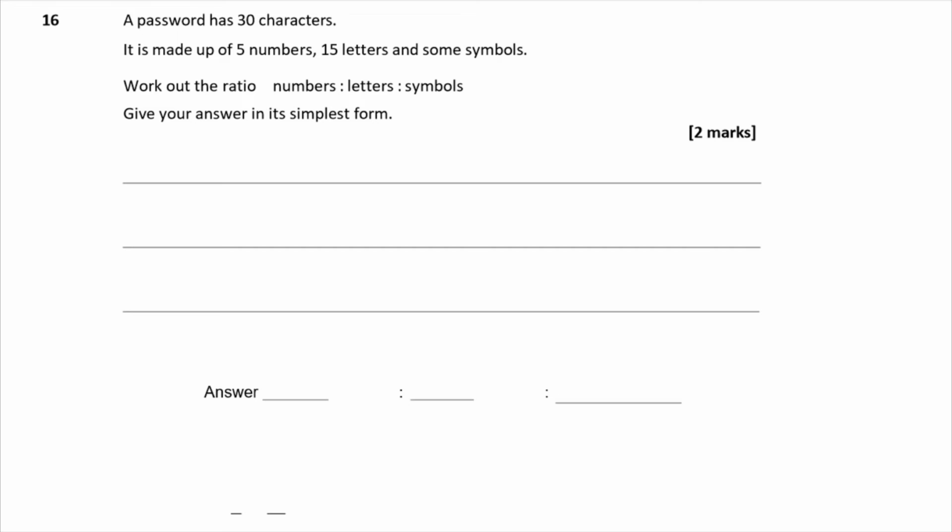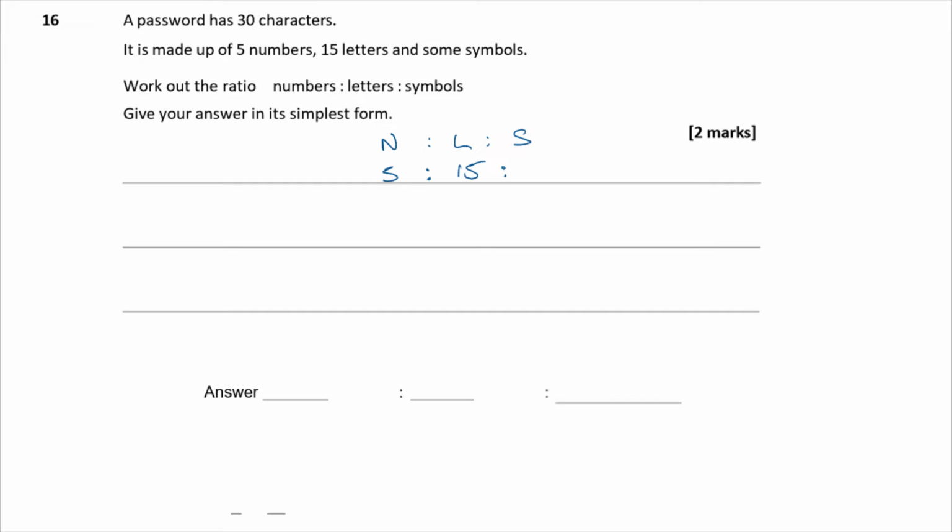Question 16. A password has 30 characters. It is made up of 5 numbers, 15 letters, and some symbols. Work out the ratio of numbers to letters to symbols. Give your answer in its simplest form. So numbers to letters to symbols. How many numbers have we got? We've got 5. How many letters? We've got 15.